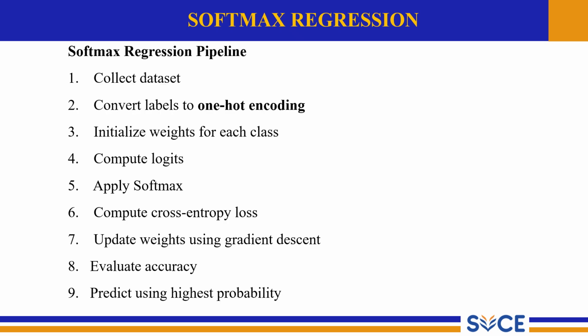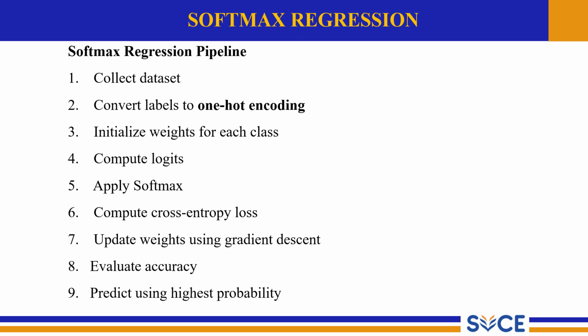Here is the softmax regression pipeline. The first step is to collect data: gather the input features x and the class labels y. Step 2, convert labels to one-hot encoding, which represents each class as a binary vector. Example for three classes: 1 0 0, 0 1 0, 0 0 1. That is the way it converts the labels to one-hot encoding.